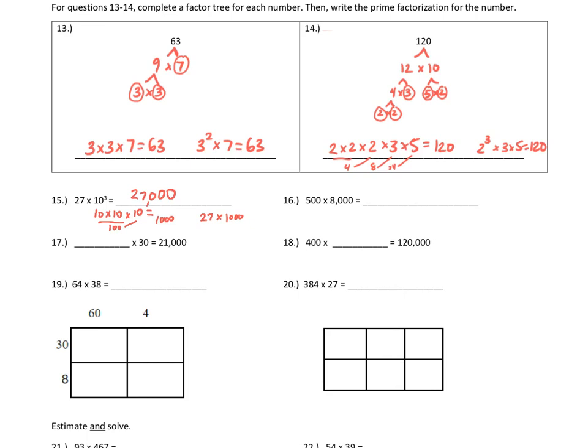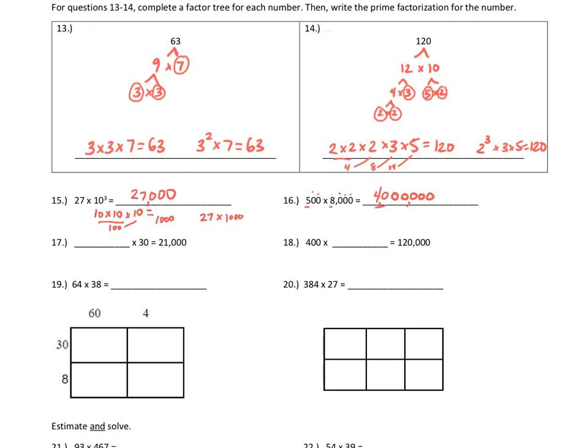Question 16. The base problem is 5 times 8. 5 times 8 is 40. And I have 1, 2, 3, 4, 5 more tens that need to be multiplied in there. So 1, 2, 3, 4, 5 tens and a comma every 3 digits. So my answer is 4 million.